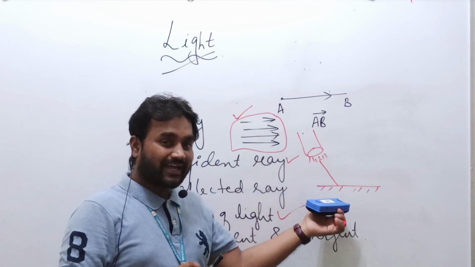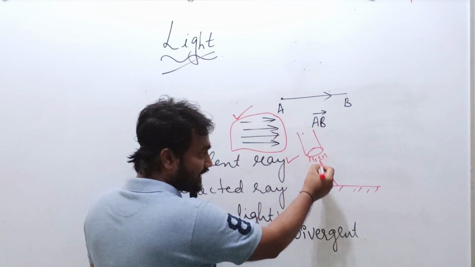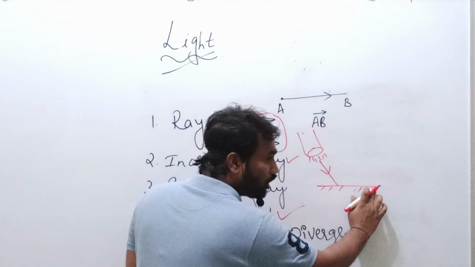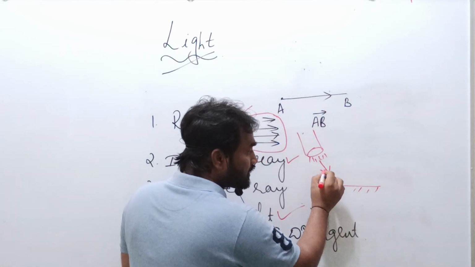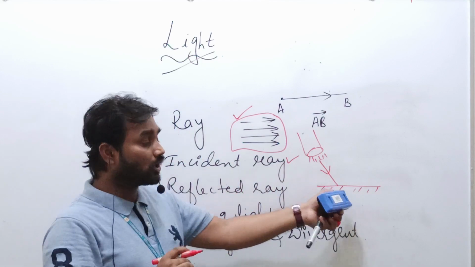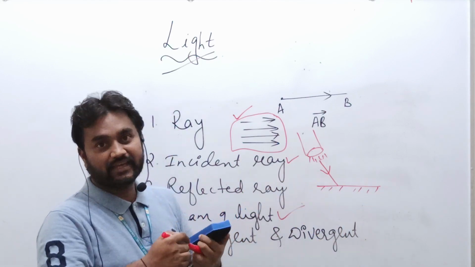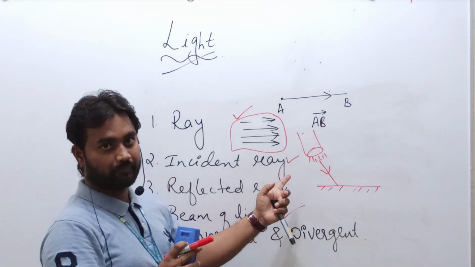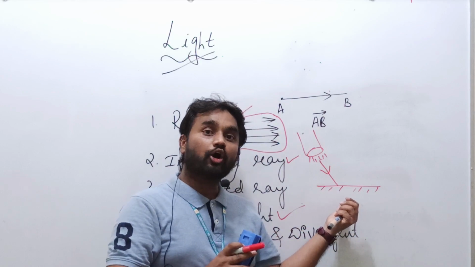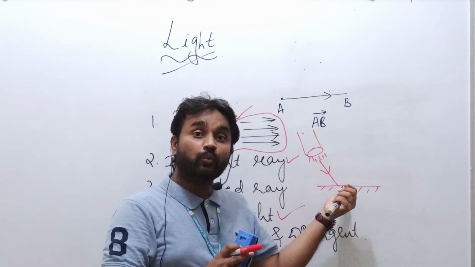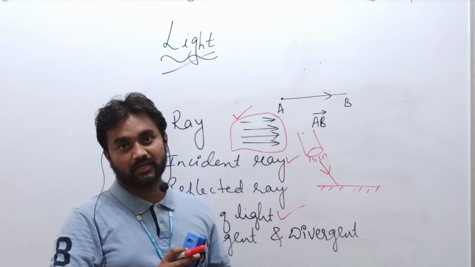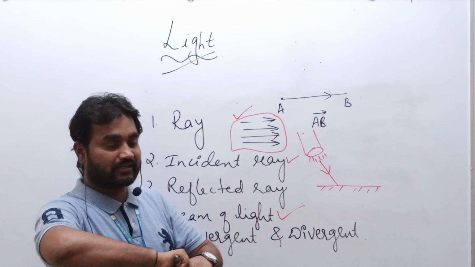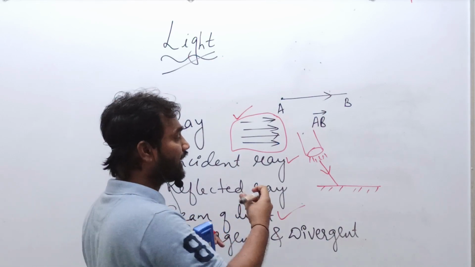As we are dealing with an opaque object, the light ray is made to fall on this surface. The light ray made to fall on the surface, we call it incident light. As this is one single ray, we call it the incident ray. As this is an opaque object, light will not be able to pass through it. So the light will be reflected back, or change its direction.